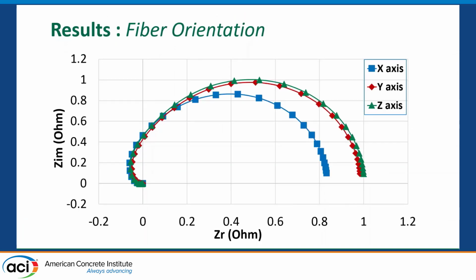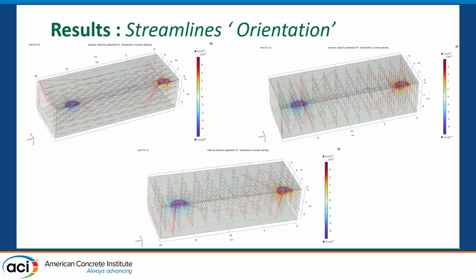For this slide, we're still following with the Nyquist plot, but this one compares the fiber orientation along the X, Y, and Z axes, and we don't see much difference with Y and Z compared to the X axis. This can also validate that the UHPC specimen is stronger when the fibers are aligned along the flow direction, and our X axis follows that rule. So we see the loop decreasing once we go to the X axis. This slide shows the streamlines at different orientations on X, Y, and Z, and it's the streamline for the current density flow.